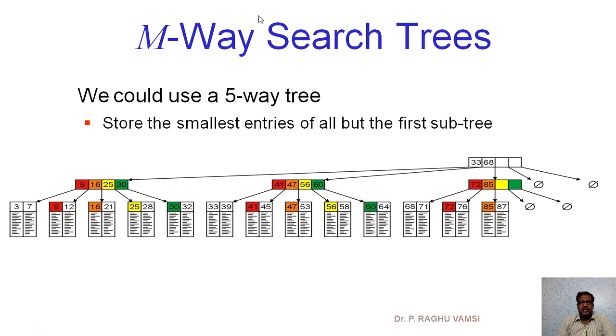Assume the M-way search tree. We could use the 5-way tree like this. Store the smallest entries of all but the first subtree. If you look at the tree I have drawn, the elements that are less than 33 are here. The elements in the range of 33 and 68 are here. The elements that are greater than 68 are here. But if these two slots are there, there are no children to attach to them.